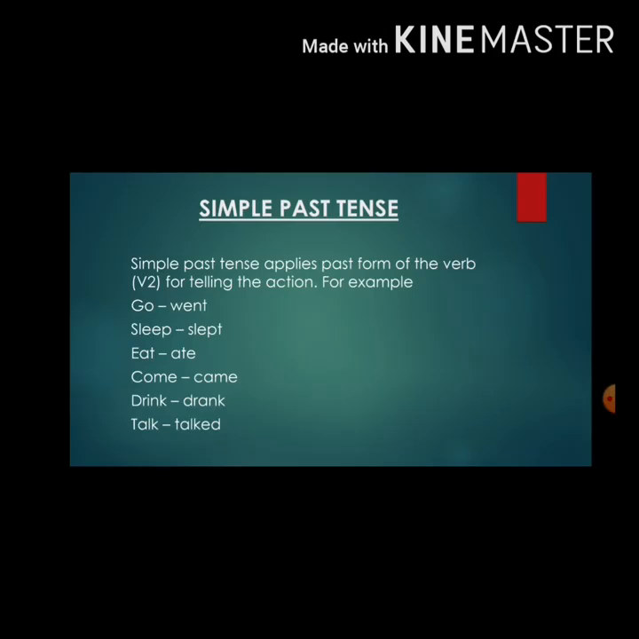Simple past tense applies the past form of the verb, or verb 2 as you learned at school, for telling the action. For example, we change go into went. We change sleep into slept. We change eat into ate. Come, came, drink, drank, talk, and talked. And many more, right? In this content, you will see more verbs that you can learn.